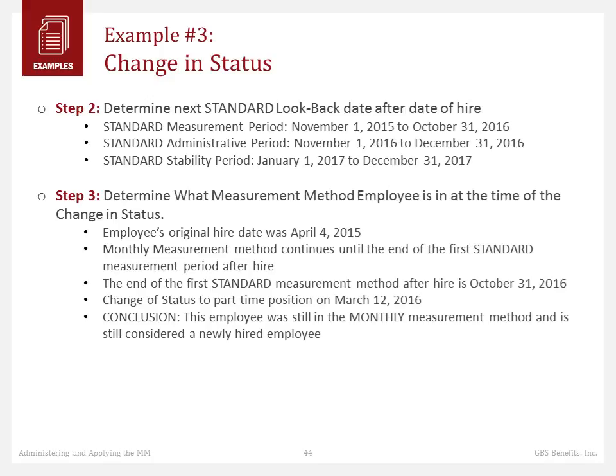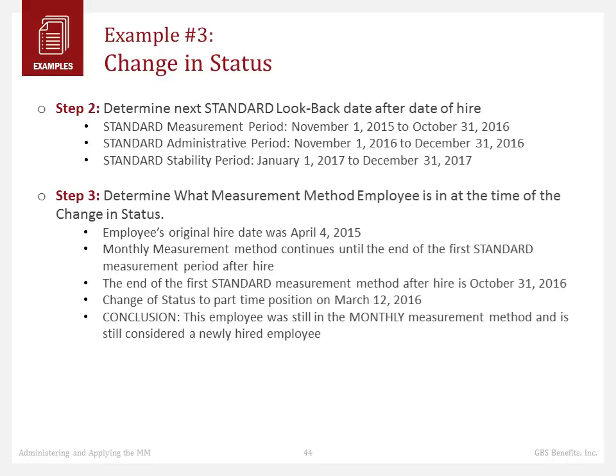The end of the first standard measurement period after hire is October 31st, 2016. The change in status to part-time position was earlier than that, March 12th, 2016. So the conclusion is the employee was still in the monthly measurement method and is still considered a newly hired employee.